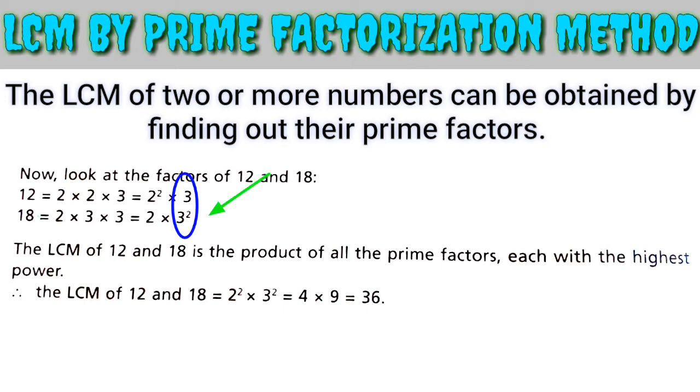Then solve these power values and multiply with each other. Like 4 multiplied by 9 is equal to 36. So 36 is the least common multiple of 12 and 18. This method is called prime factorization method. We have another example for it.